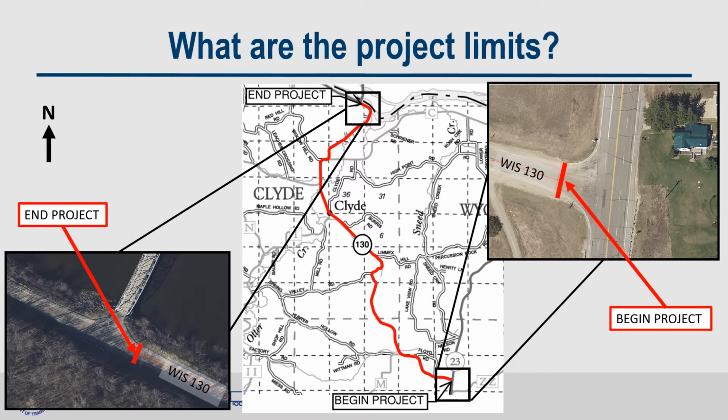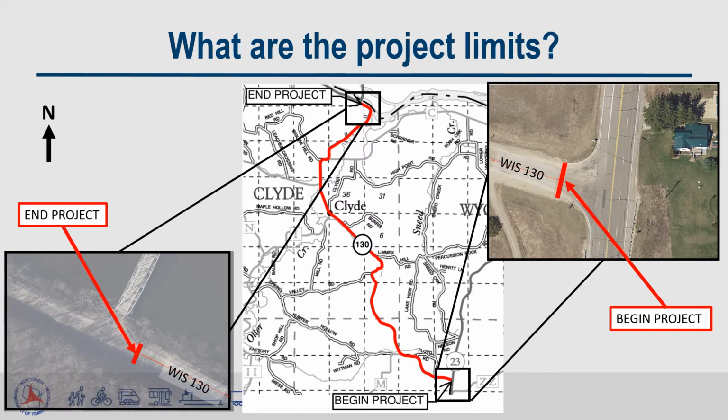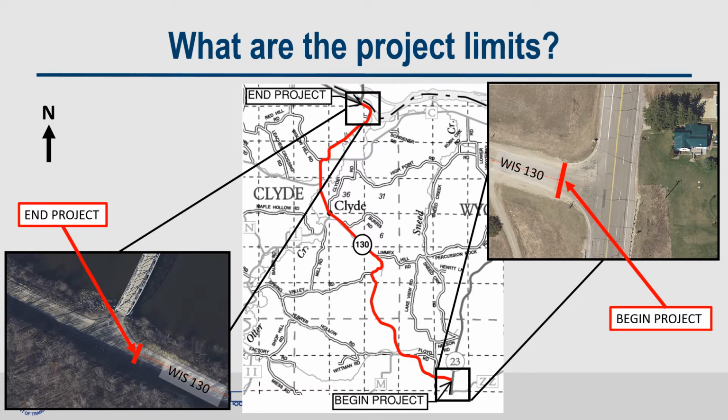The proposed project on Wisconsin Highway 130 begins at the intersection of Wisconsin Highway 23 and stretches for 11 miles, shown in red on the map, to the intersection with Wisconsin Highway 133 at the Wisconsin River Bridge near the village of Lone Rock.